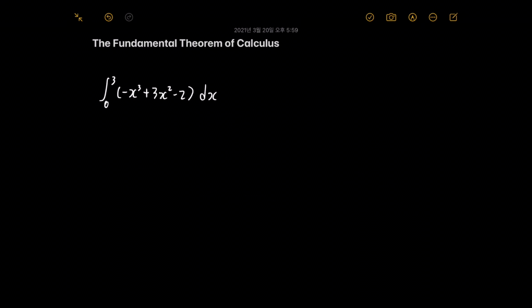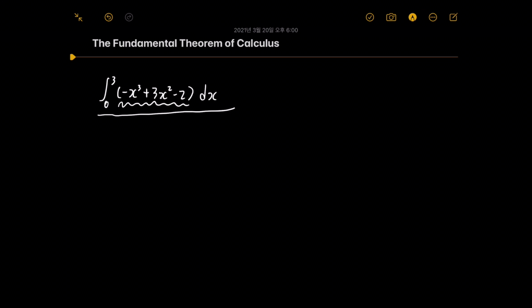So far, we have learned what the second fundamental theorem of calculus is. Then let's solve the question. Here we have this integral function. To solve this problem, the first thing we have to do is to take the antiderivative of this function. And by using the power rule, the antiderivative is this. And this is capital F of x, because this is small f of x.